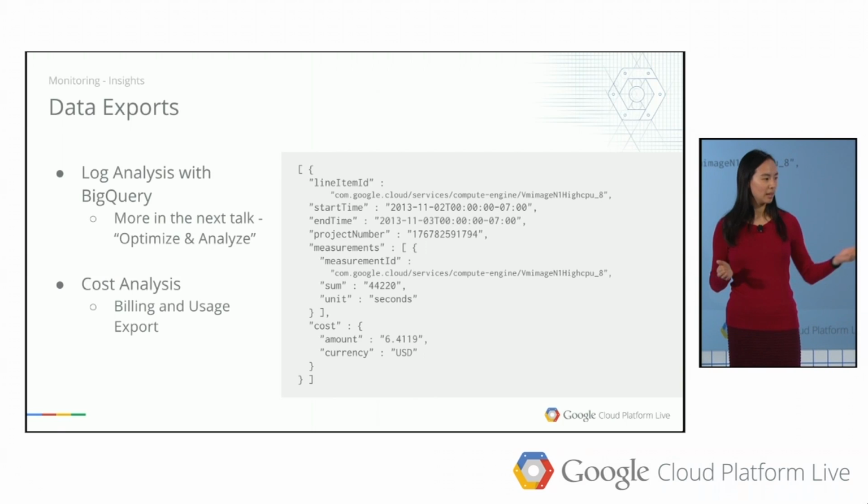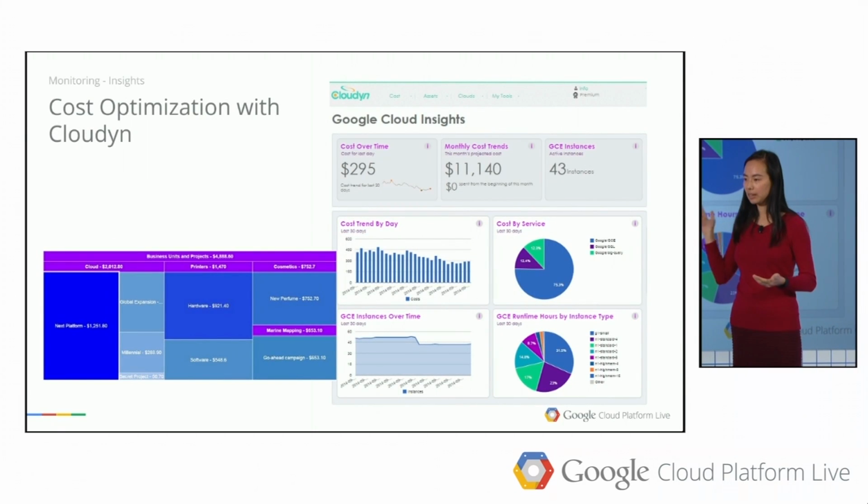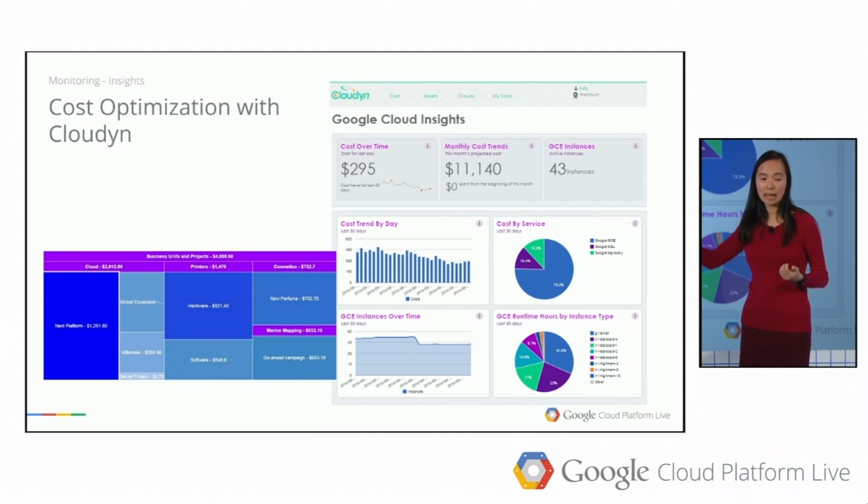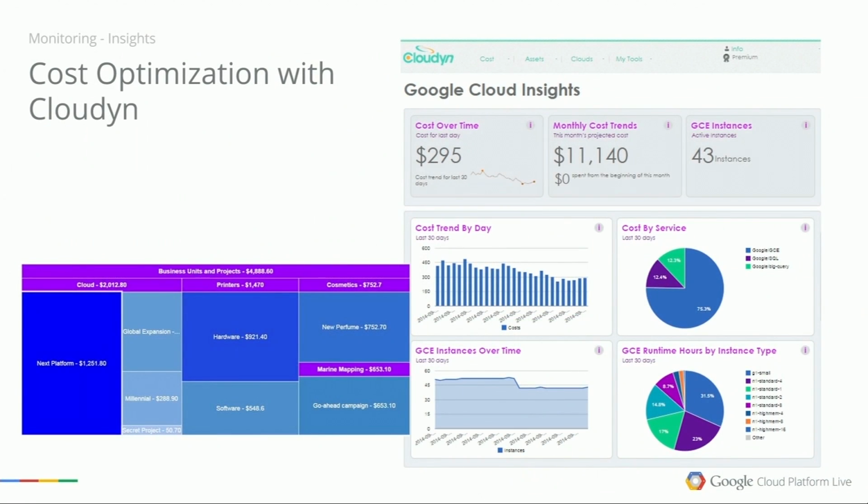One example of such a tool we're going to see here is Cloudyn. Cloudyn monitors and analyzes your Google Cloud deployments and gives you visibility into your usage, performance, and cost. It then translates this data into insights and actionable recommendations on how to optimize your cloud deployments, reduce cost, and maximize your cloud ROI.